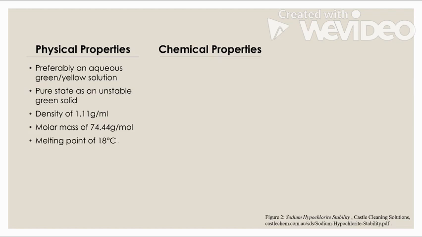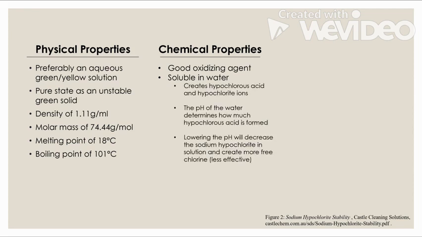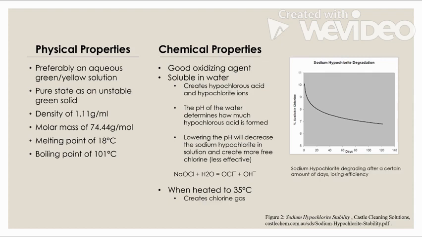As for chemical properties, bleach is soluble in water, which dissolves to create hypochlorous acid and hypochlorite ions, both of which oxidize to create the bleach used in cleaning products. When bleach is heated to 35 degrees or mixed with an acid, it can produce chlorine gas.